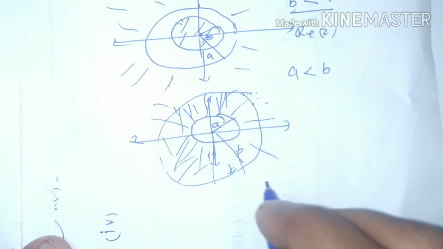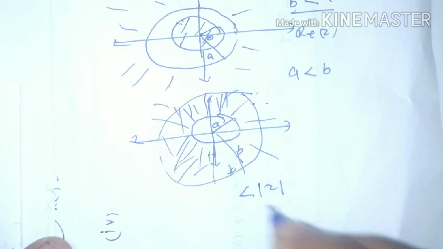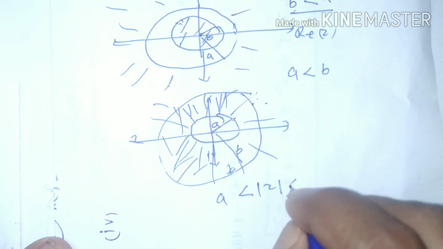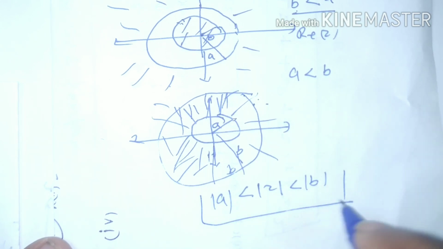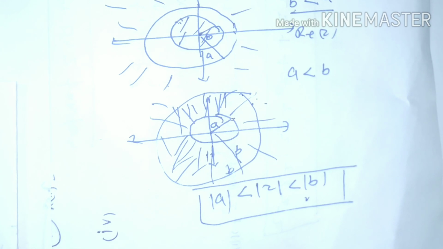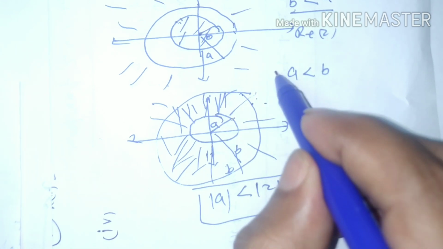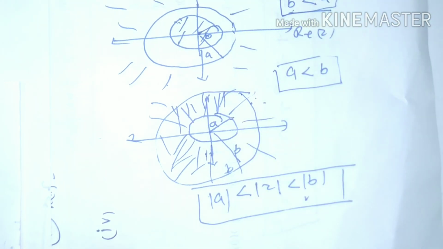This one will be the only ROC of the given signal. So we can write mathematically that the modulus of Z should be greater than a and less than b. If we put the modulus here, then this will be the ROC of the given signal, and its Z transform is found only in this condition. In the other condition we cannot find the Z transform of the signal.